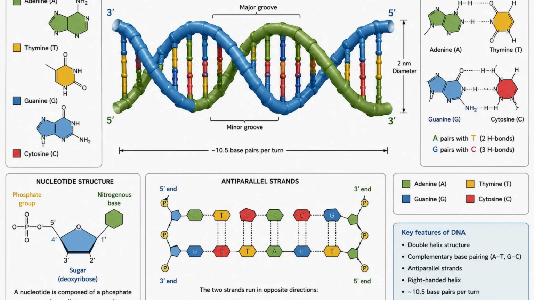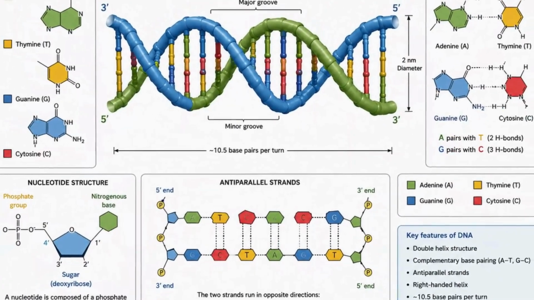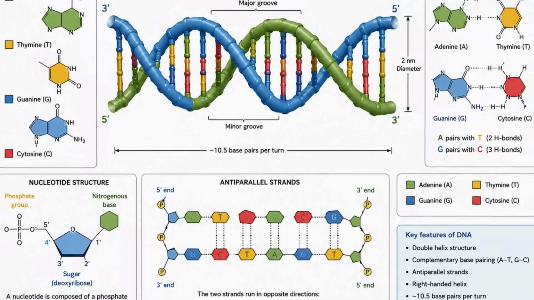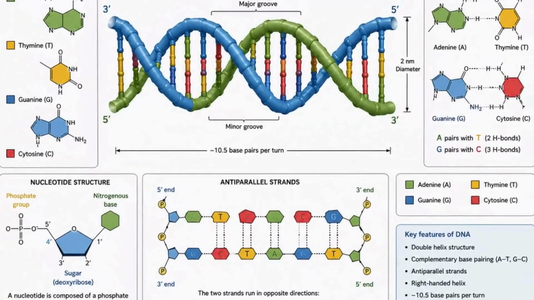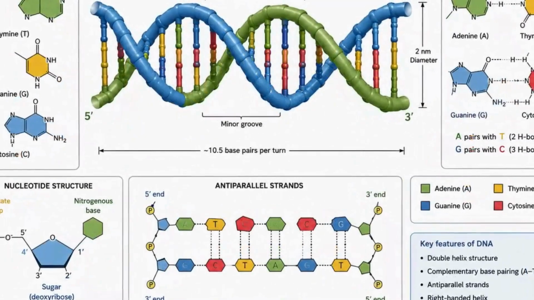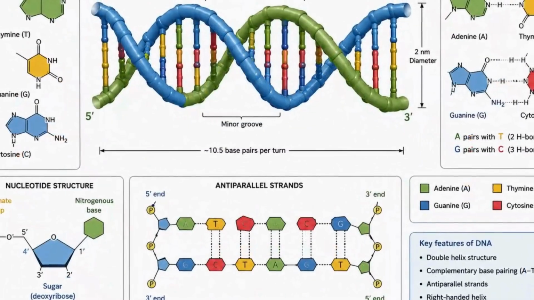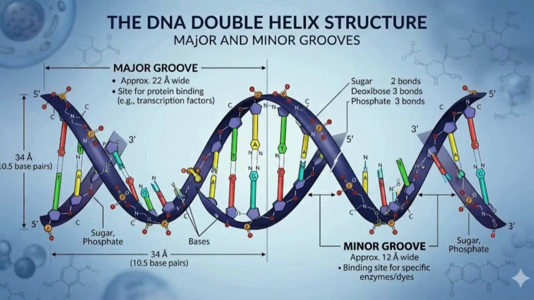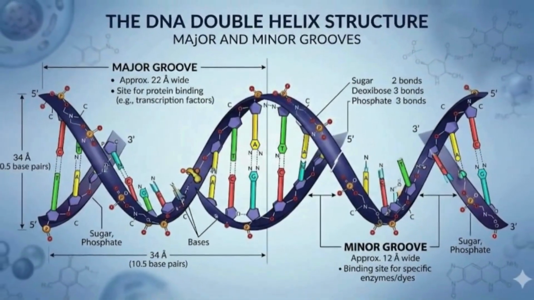DNA consists of two polynucleotide strands arranged in an antiparallel orientation. This means one strand runs in the 5' to 3' direction, while the opposite strand runs 3' to 5'. The strands twist together to form the double helix structure first described by Watson and Crick. The two strands are held together through complementary base pairing. Adenine pairs specifically with thymine using 2 hydrogen bonds, while guanine pairs with cytosine using 3 hydrogen bonds.